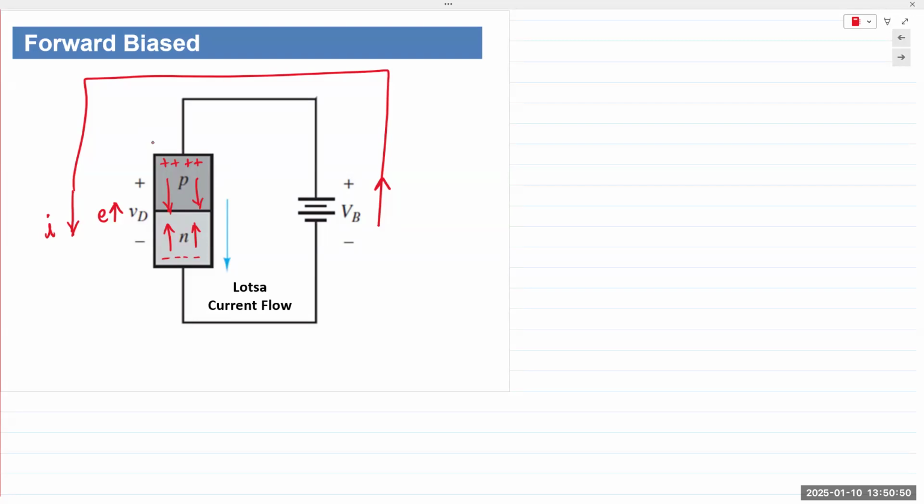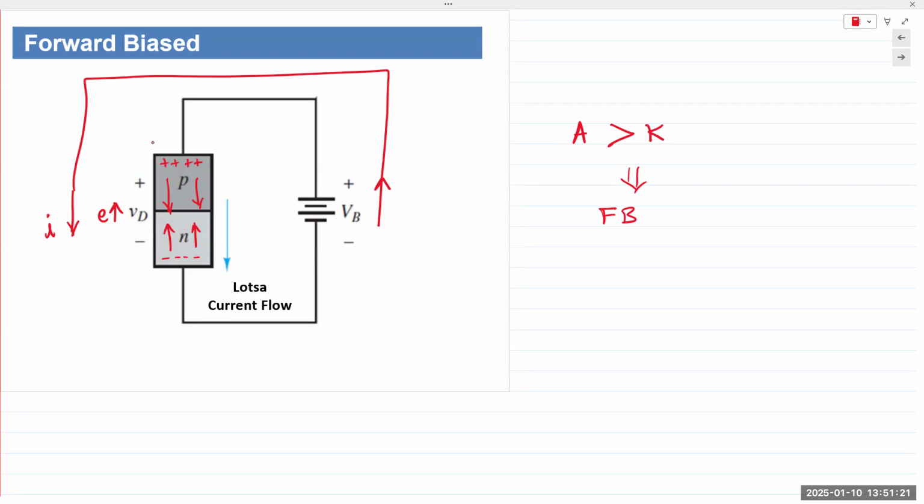So in circuits, this is of course just a single diode connected to a single battery, a single voltage source. But in circuits, diodes are part of much larger circuits with lots of components. So as long as the anode is higher than the cathode, the diode is forward bias. So anode is greater than cathode, it's forward bias.